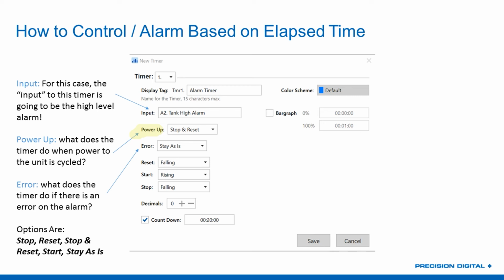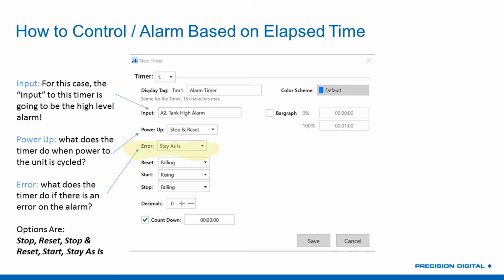But your options are stop and reset, reset, start, and stop. And I think maybe stay as is or not. So that's the first thing you do. Then we have error. So this tells the timer if there's an error of any kind on that alarm or on the input that's going into the alarm, like maybe you have a signal break, what do we want the timer to do in that case? And so for this example, I chose stay as is because if there is a break in the signal, that doesn't really affect how long the tank is being ignored.